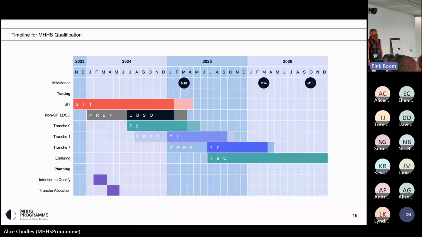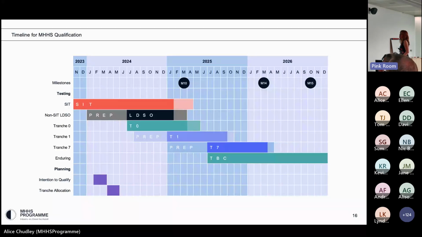So on the screen over here, we've got a high-level timeline for you for qualification, how things will work. We've got the project level 1 milestones on top. So we've got the M10 milestone by when all distribution network operators need to be ready to be accepting new MPANs. Therefore, our SIT as well as non-SIT LDSOs need to have qualified by that time. We've got the testing timelines for when LDSOs need to be starting or doing the actual qualification testing, but we've also got preparation time at the beginning and some governance sign-off time of about 2 months at the back of that testing tranche.